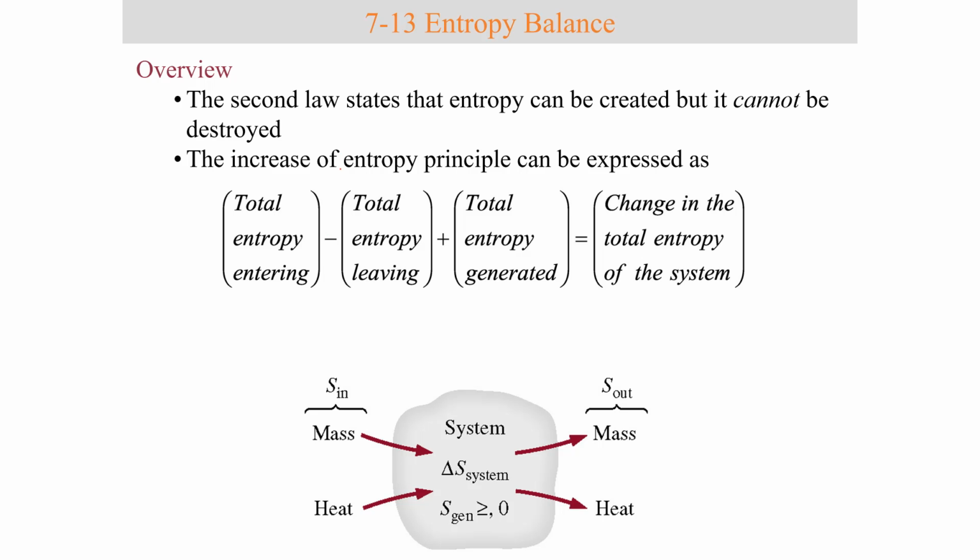So again, we mentioned the second law states that entropy can be created, but it cannot be destroyed. So the increase of entropy principle can be quantified as the total entropy entering minus the total entropy leaving plus the entropy generated equals the change in entropy of a system. So here I have entropy into a system, and it transfers in by heat and by mass, minus the entropy leaving the system by mass and by heat, plus the generated entropy equals the total entropy change of a system.